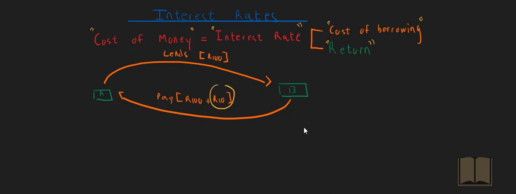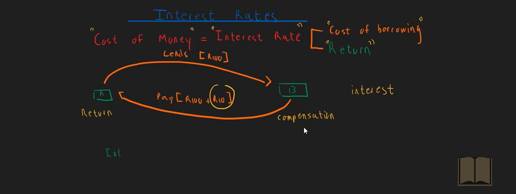This 10 Rand is what we refer to as interest. This interest is an income on the part of person A. It's a return for person A who provided the financing. For person B, on the other hand, it's a cost that they need to pay as a result of taking on financing. It's compensation. It's a cost of borrowing.